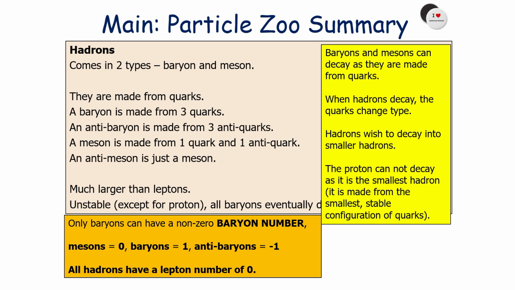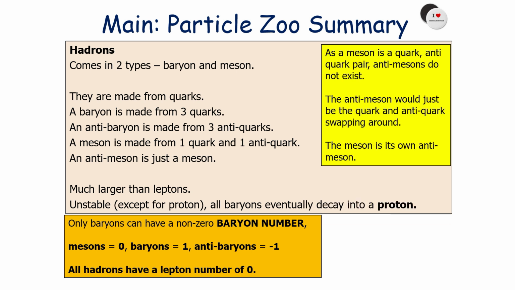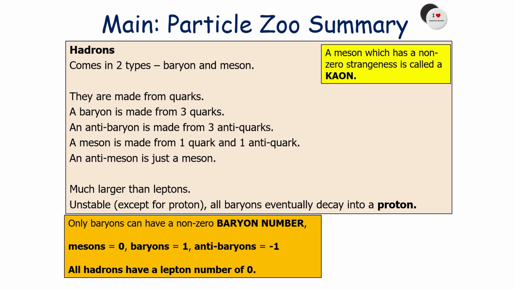Now the protons can't decay as they're the smallest hadron, as they're made from the smallest, most stable configuration of quarks. As a meson is a quark-antiquark pair, antimesons do not exist. The antimeson would just be like swapping the quark and antiquark around, so the meson is its own antimeson. Now a meson which has a non-zero strangeness is called a kaon. Now kaons are always produced in pairs, and kaons can decay into pions.